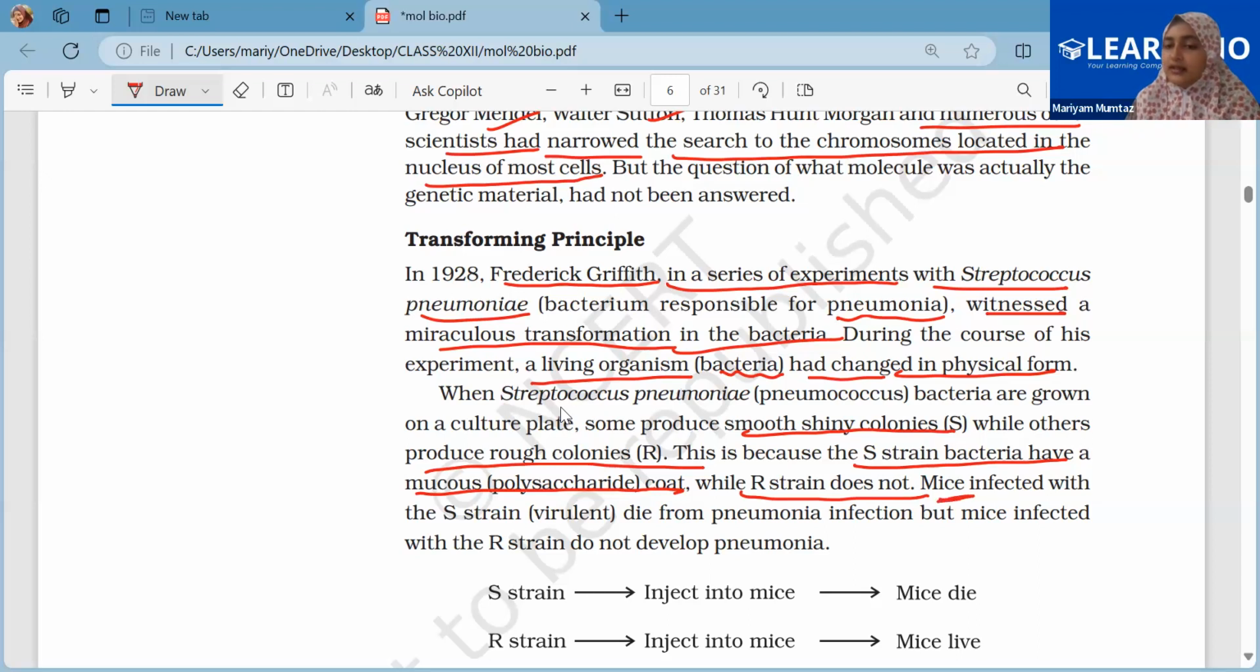Now, mice, at that point of time, were used for any kind of human-related discovery or experiment.